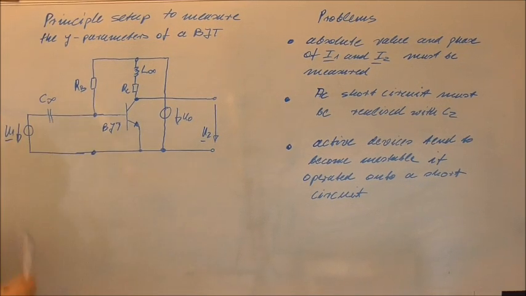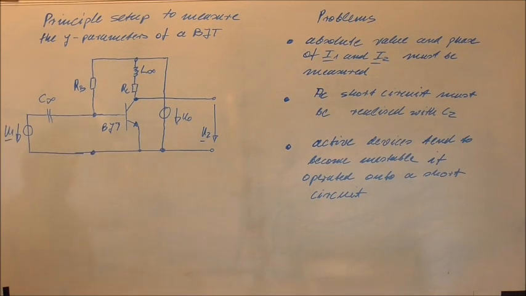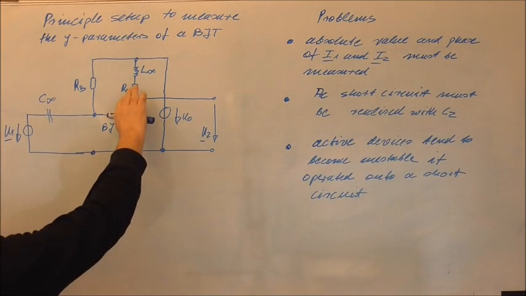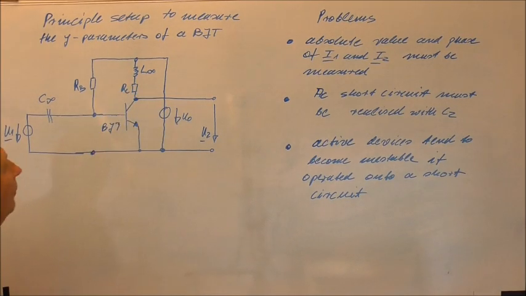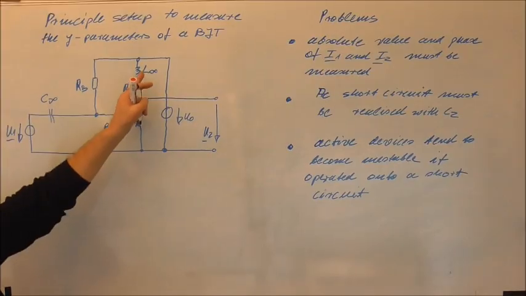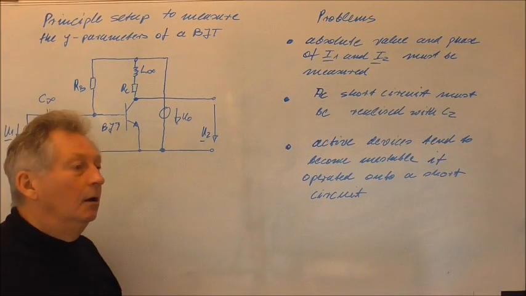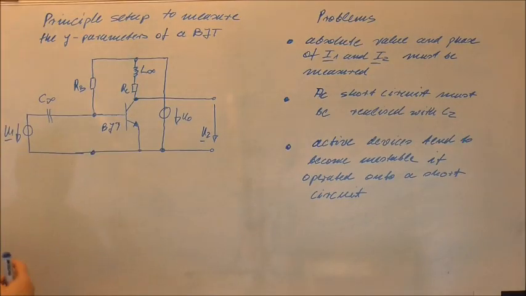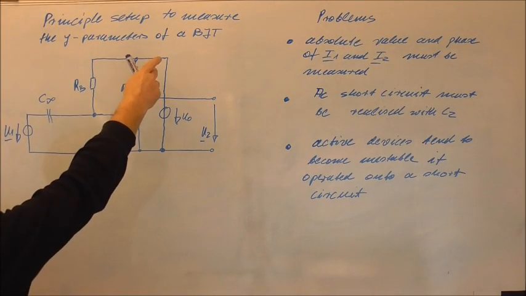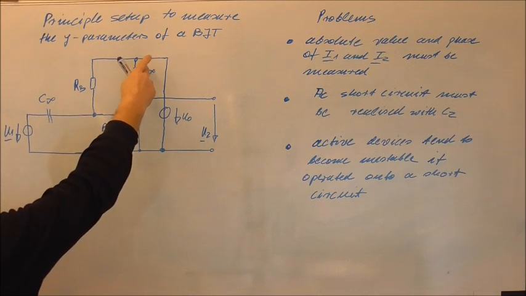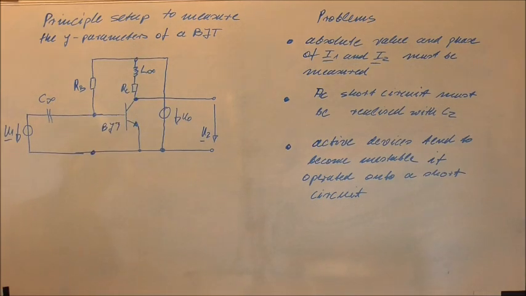The RB resistor normally has quite a high value, so that it will have a very small influence on the Y parameters. But to get rid of the influence of RC, we must introduce here a choke, which means an inductance with almost infinite inductivity. So for the AC currents, there will be an open circuit here.